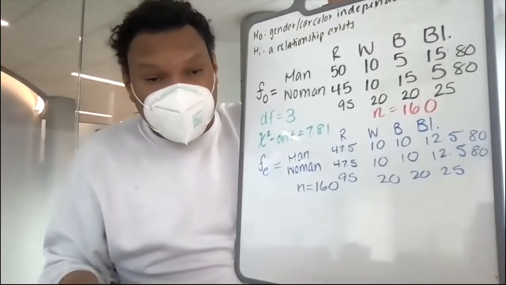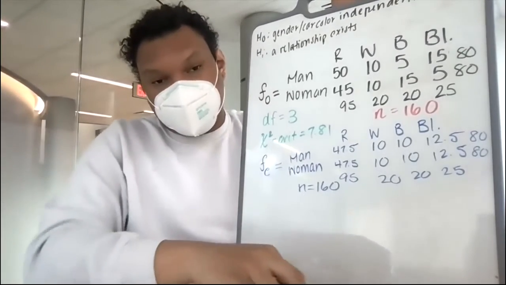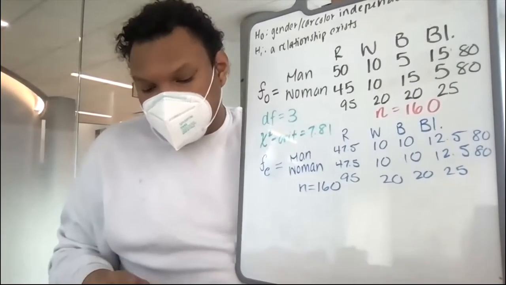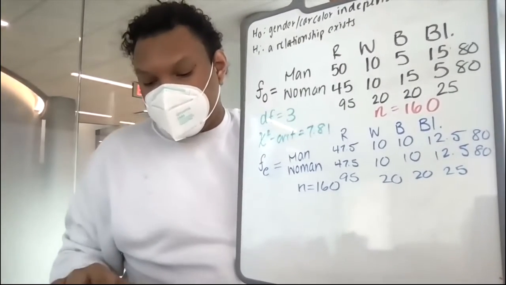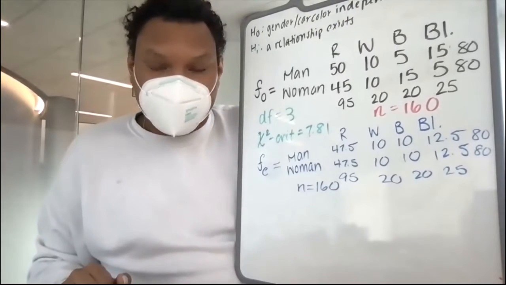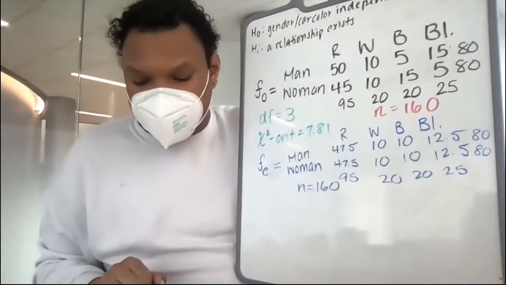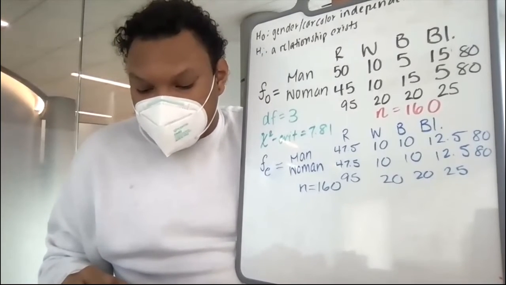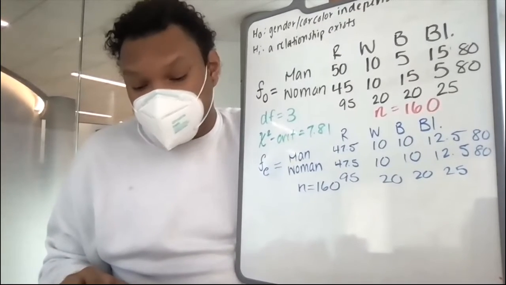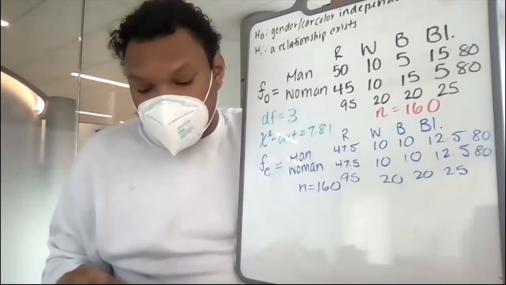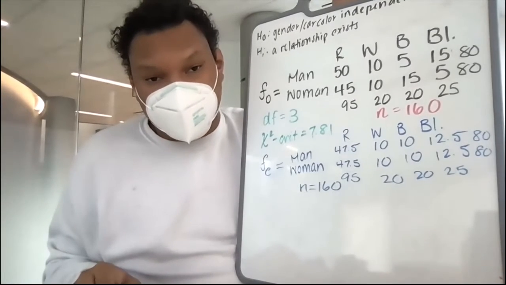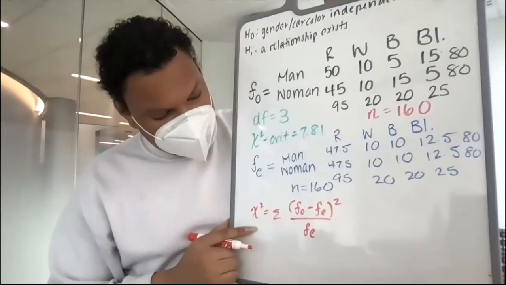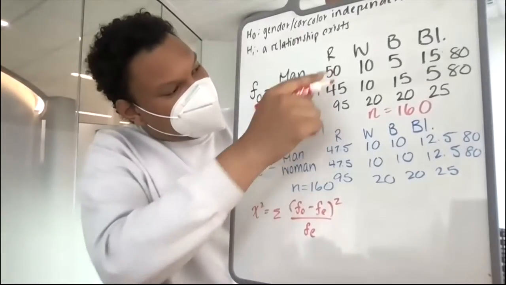Now that we've solved our f sub e, we can move on to finding our chi-squared value. To do so, we use the equation chi-squared equals the sum of f sub o minus f sub e squared and then divided by f sub e. That means we subtract the frequency expected from the frequency observed, square that, and then divide that by the frequency expected for each of our cells. Taking this equation, we will solve for the first set of cells.